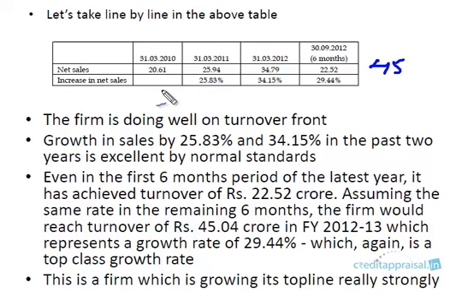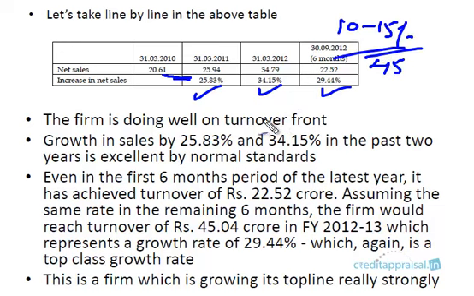And if you look at that, it's a very strong growth in sales. Between these 2 years, the growth rate is 25%. This is 34%, again 30%, right? This is a very strong growth rate. So the company is doing very well on the turnover front. The normal growth rate you expect is around 10 to 15% for most companies, but 25-30% is an excellent growth rate, right? So this is a firm that is growing its top line really strongly. Whether that is translated into increased profits is something that we have to see, but at least on the turnover front, the company seems to be performing very well.